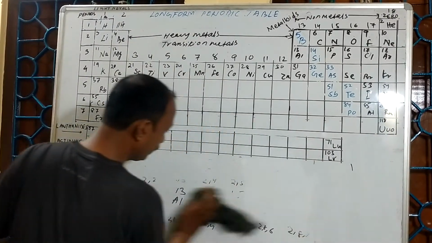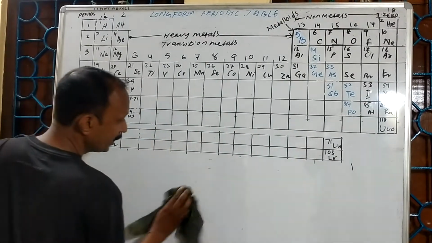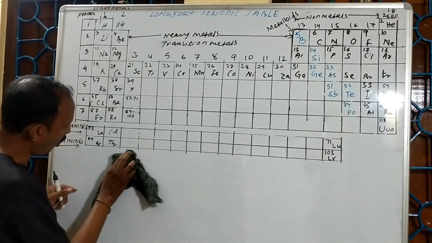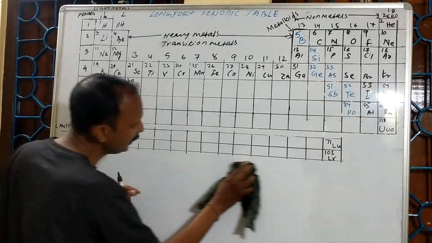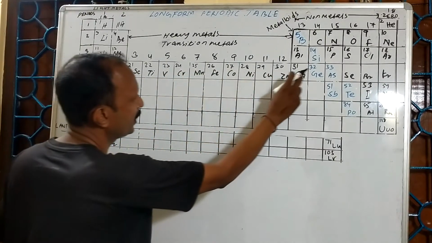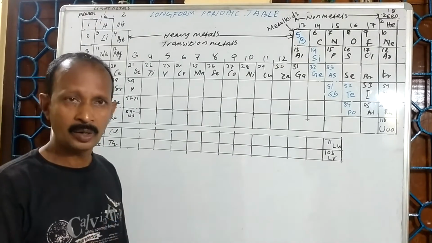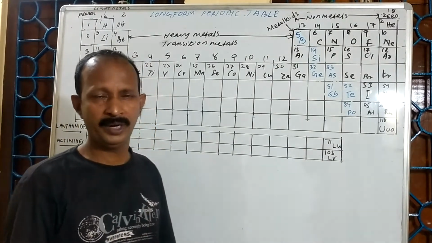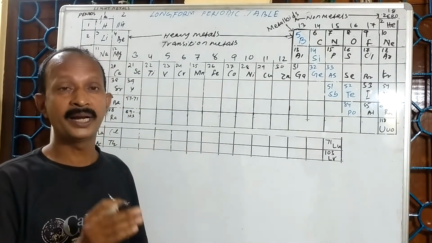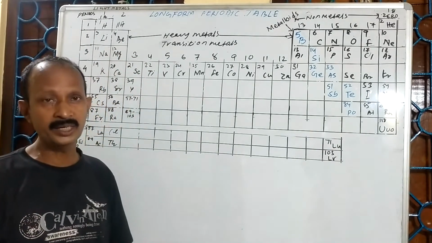So, according to him, when he arranged the elements, he arranged them according to the increasing order of their atomic numbers in horizontal rows. That means in this table elements are written according to the increasing order of their atomic numbers. Previously Mendeleev's table used atomic mass, but here he made a correction. He arranged the elements according to increasing order of their atomic numbers.